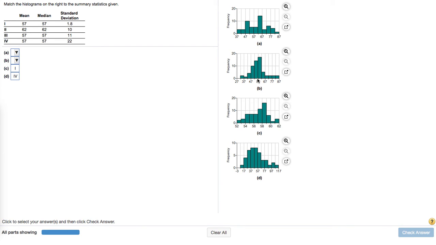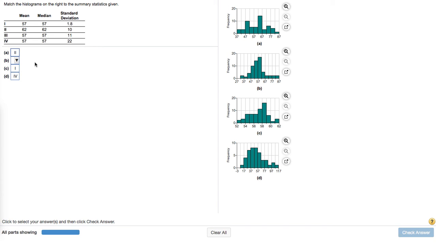The middle of the data in graph B appears to be roughly around 57, whereas up here, it looks more like 62 is the middle of the graph. So for this choice, option 2, I think that's going to correspond to graph A, because 62 appears to be the center of the data. So for option A, I'll choose 2.